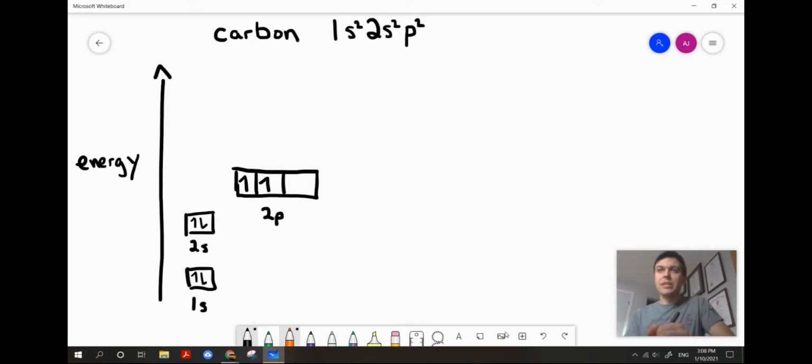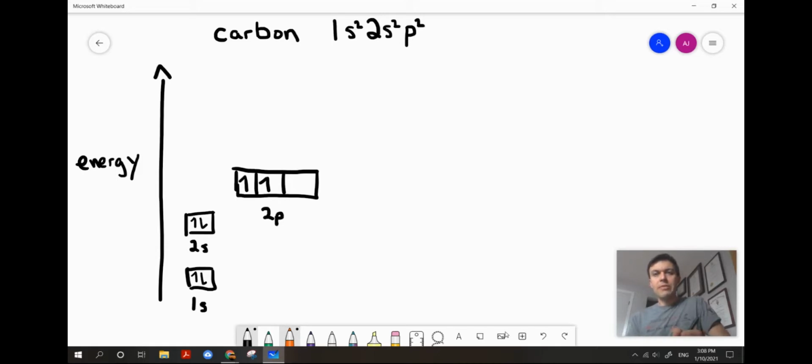So carbon has an electron configuration of 1s2, 2s2, 2p2. Which means it has 2 electrons in an s orbital in the first energy level, 2 electrons in an s orbital in the second energy level, and 2 electrons in a p orbital at the second energy level.